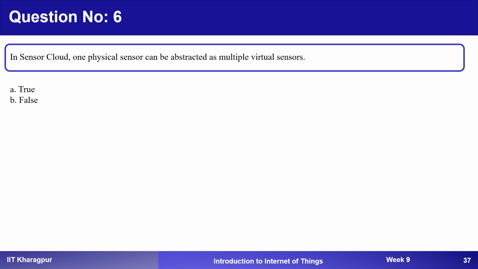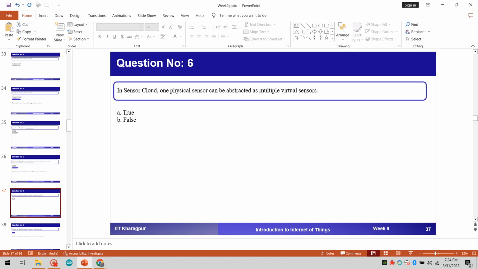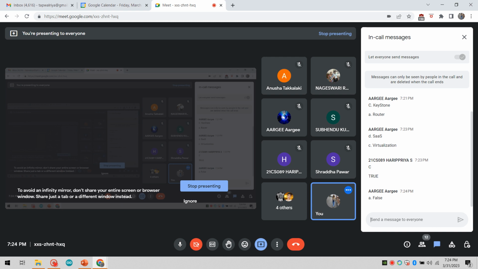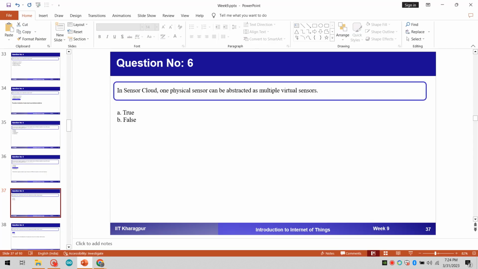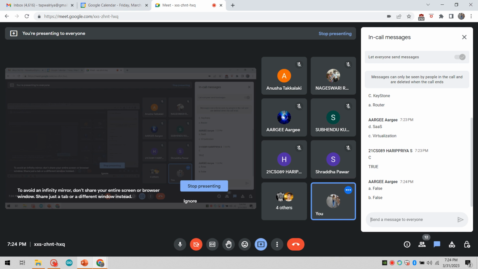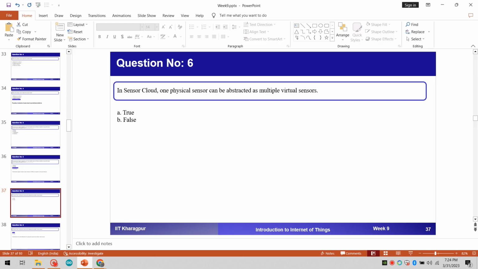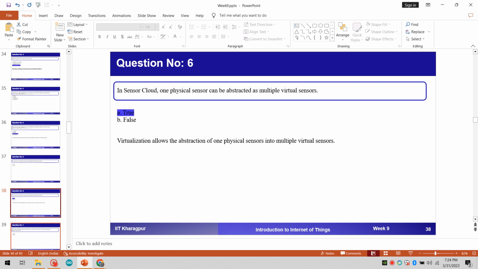Next question is, in sensor cloud, one physical sensor can be abstracted as multiple virtual sensors. Options are true or false. True, ma'am. Okay. Anyone else? False. So this statement is true. In case of your sensor cloud, a particular sensor can be used as multiple virtual sensors. So different applications can use the same sensor at the same time in your sensor cloud.